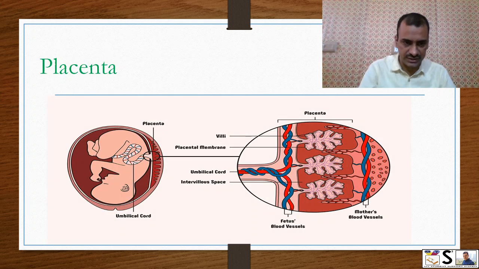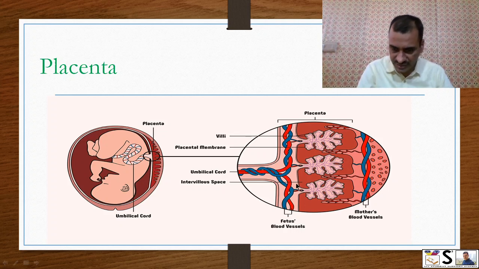Here you can see this is the developing fetus, this is the placenta, and this is the umbilical cord. The placenta has two parts, maternal and fetal. This is the maternal part, this is the fetal part. Here is the maternal circulation, artery and vein. This is the fetal artery and vein. Here you can see the maternal blood, and these are the capillaries of the fetus. They are in close contact, and here exchange of gases as well as nutrients takes place.